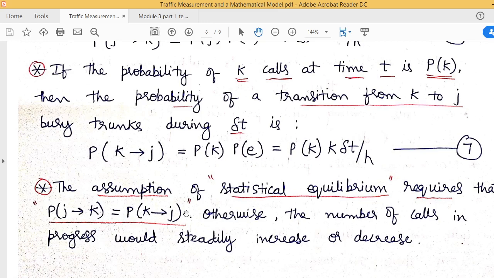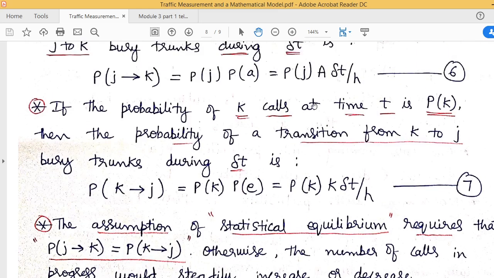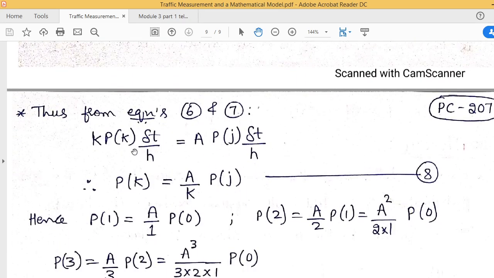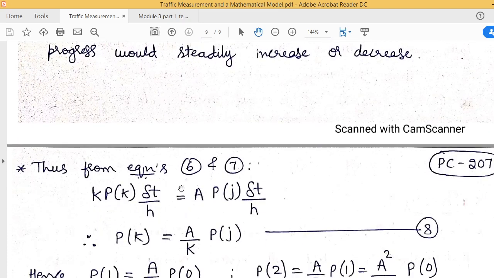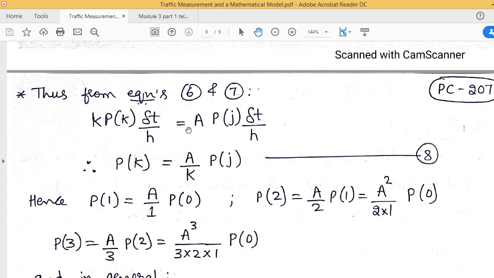If this condition is satisfied, then we can equate 6 and 7 since these are the same. So from equations 6 and 7 we can write K times P of K delta T by H equal to A times P of J delta T by H. Here K is taken outside. Since delta T by H cancels on both sides, the probability of having K number of calls will be equal to A by K times P of J.